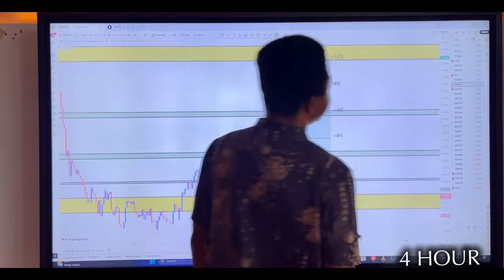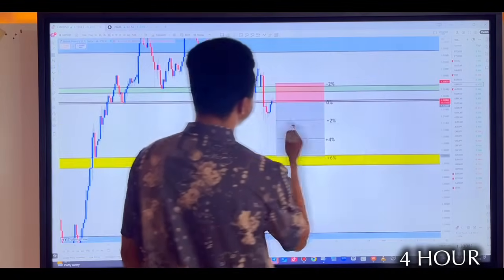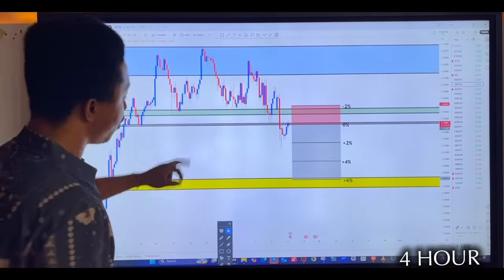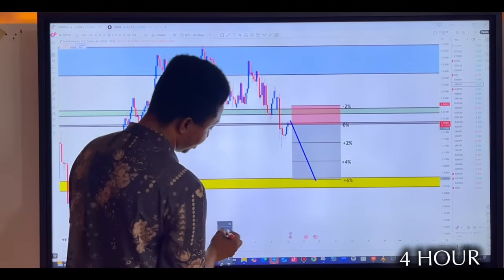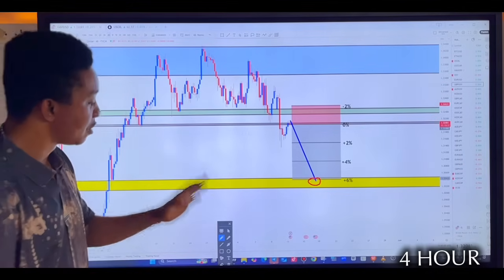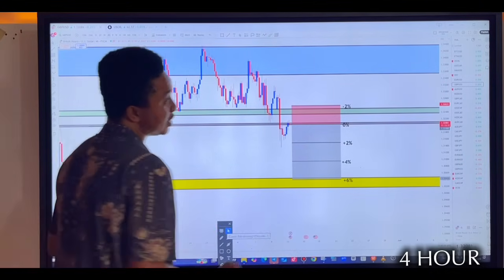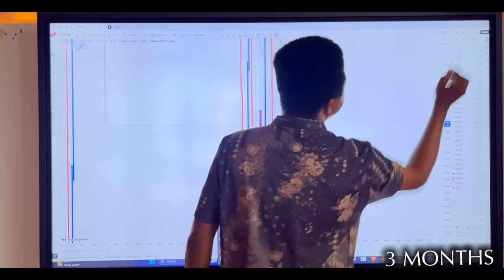Alright, so the next pair is going to be GBP USD. Now GBP USD, I'm looking for a selling opportunity on this pair to sell all the way to this yellow zone. So why am I looking for a selling opportunity to sell all the way down over here? That is what we are going to be explaining from the higher time frame. So GBP USD, let's take it all the way to the 3 months time frame and then begin with the analysis.